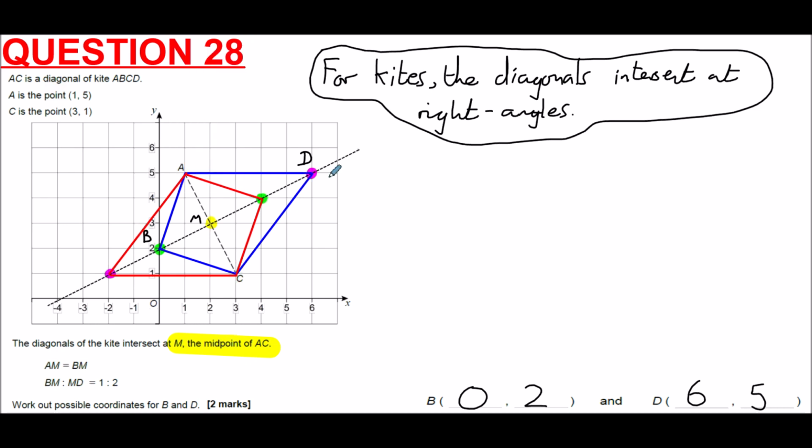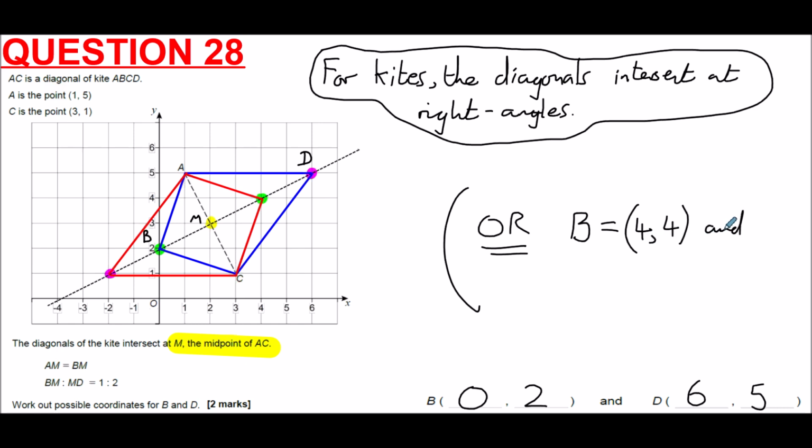Or, for all we know, B could be the point here. B might be (4, 4). And D, instead of being here, if we picked this red kite, D could be (-2, 1). And so this is one possible answer for B and D. In the brackets above, I've just put the second possible option for what B and D could be instead.